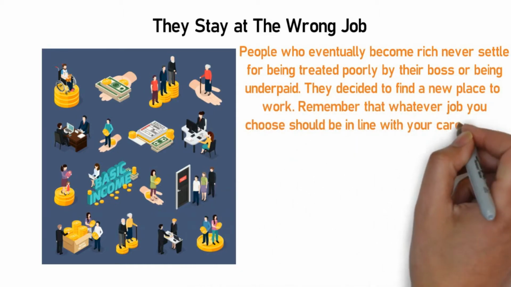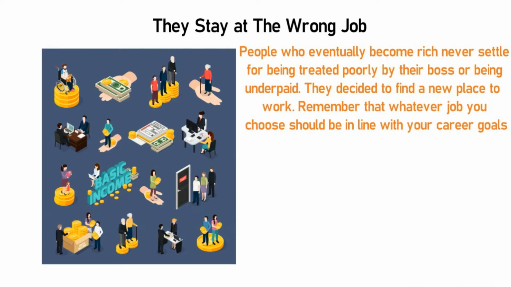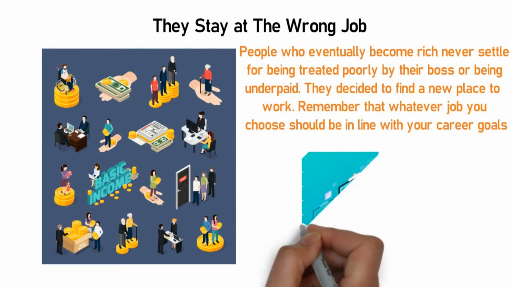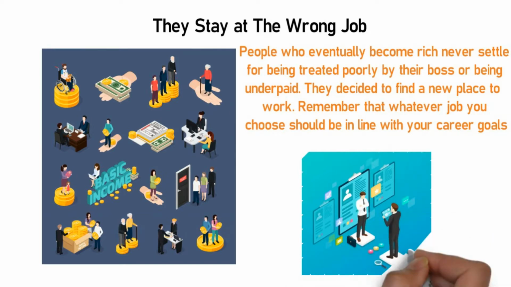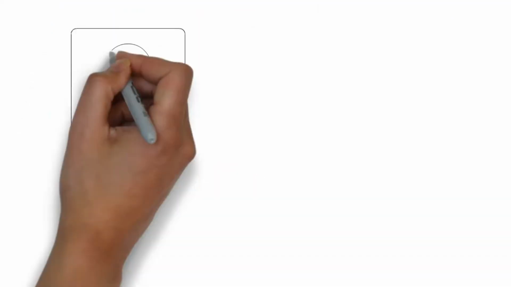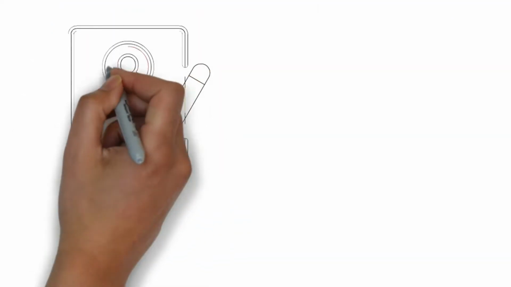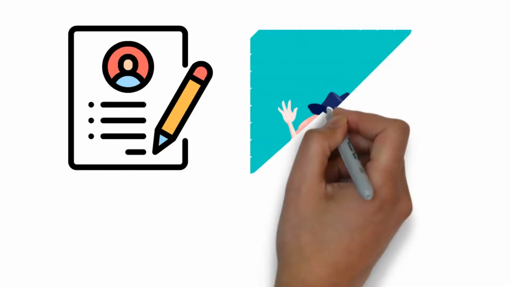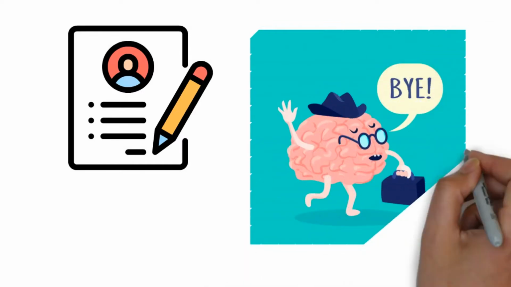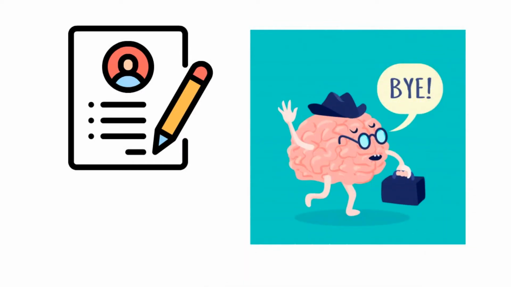Remember that whatever job you choose should be in line with your career goals. And during an interview, you should be asking questions just as much as they are asking you. Try to think about where you want to be in the next 5 years. We're not suggesting that you quit your job immediately. It's much better to send out your resume and go on interviews while you're still employed. Once you get a new job, then you can put in your 2-week notice to the job that you hate. Remember that successful people never settle for less. They go after their dreams.